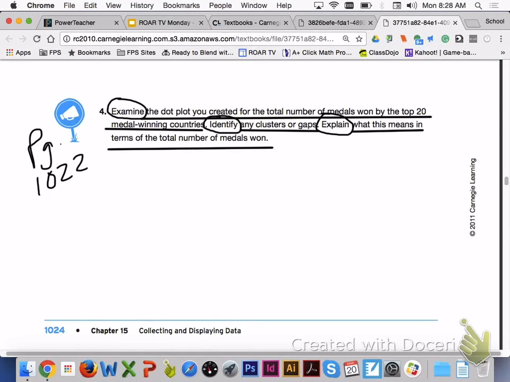Number 4 tells us to examine the dot plot you created for the total number of medals won by the top 20 medal-winning countries back on page 1022. Please answer number 4 with your group members.